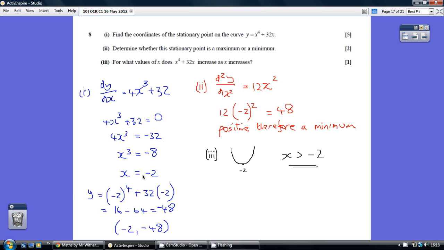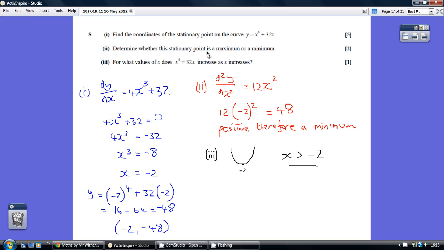When x is minus 2, what is the y coordinate? So we substitute the minus 2 back into the curve. Be careful, don't substitute into the differential, that's got nothing to do with it. We're just trying to find a point on the curve. So we substitute minus 2 back into the curve. So minus 2 to the power of 4, add 32 lots of minus 2, gives us minus 48. So the coordinate of the stationary point is (minus 2, minus 48).